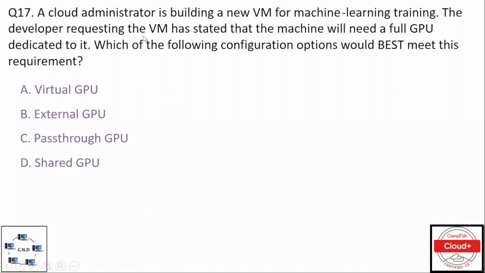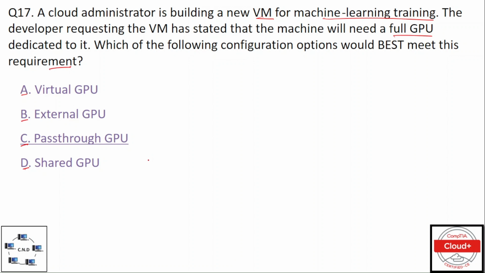Question number 17. A cloud administrator is building a new VM for machine learning training. The developer requesting the VM has stated that the machine will need a full GPU dedicated to it. Which of the following configuration options would best meet this requirement? Option A, virtual GPU. Option B, external GPU. Option C, pass-through GPU. And option D, shared GPU.